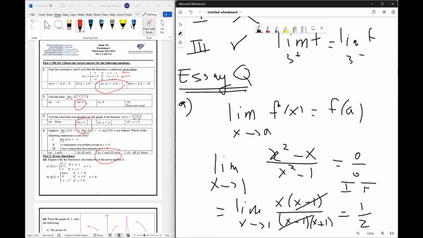Is it equal to f of 1? No, because f of 1 is equal to 1. So this is not equal to 1. So it is a discontinuity. And the type of discontinuity here is removable discontinuity. Okay, number B.